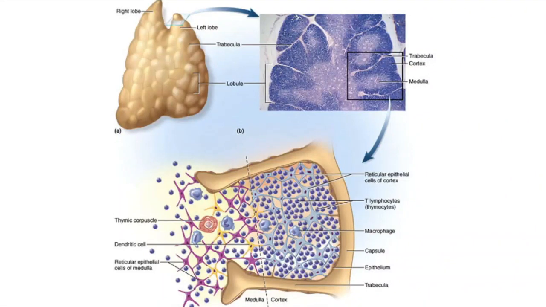So as you can see the structure and shape of the thymus, you can see there is an outer portion. You can see the development of the T cells. There are some other cells that we're going to be talking about in the future, the dendritic cells and the macrophages.